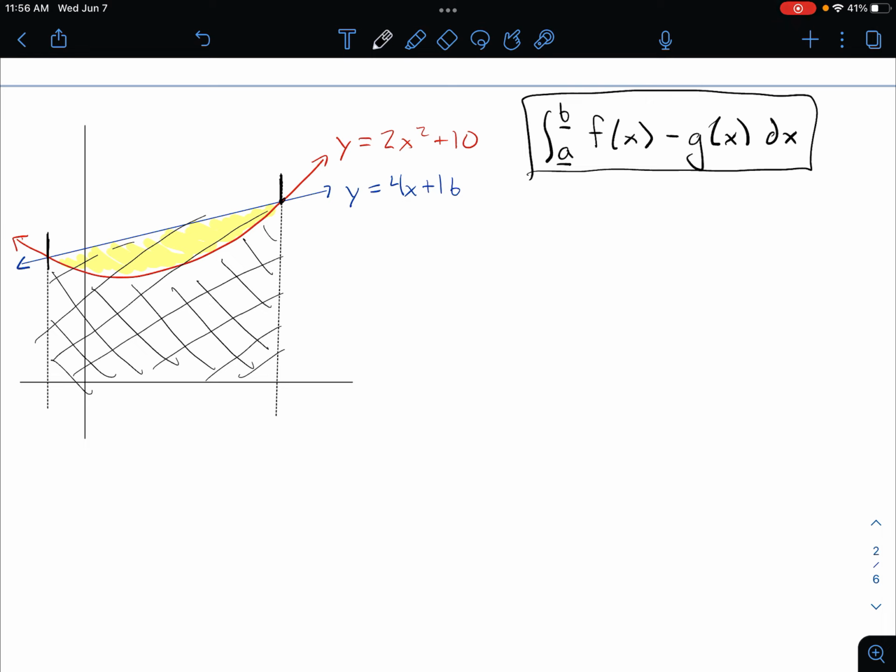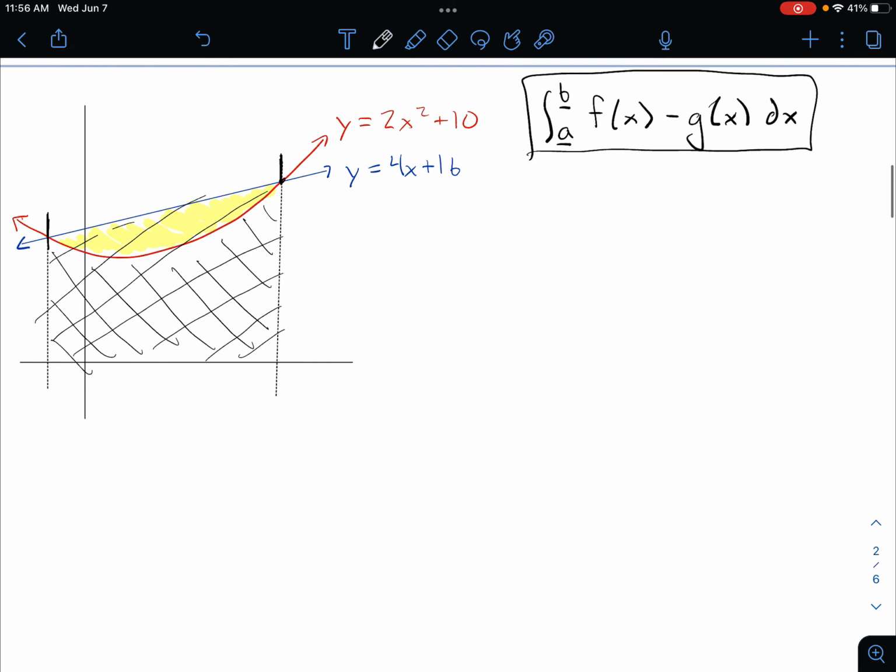If you're taking integral dy, it gets a little more complicated. But for now, we know that this blue line here, y equals 4x plus 16, is going to be our f of x. So our integral is going to start 4x plus 16 minus, and then our g of x is the bottom red line, so 2x squared plus 10 dx.